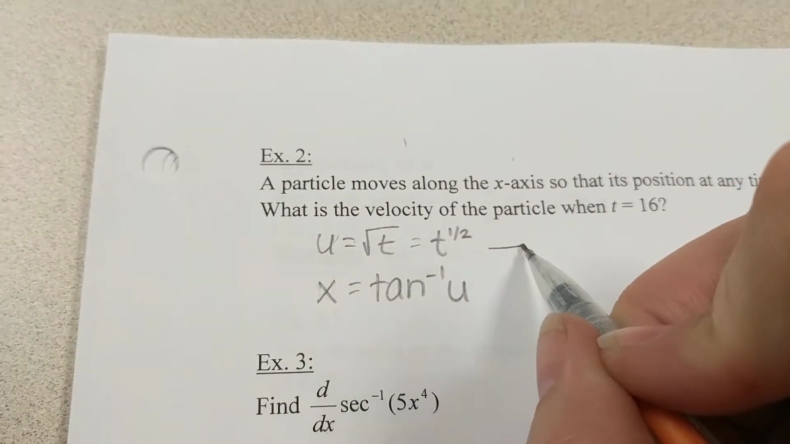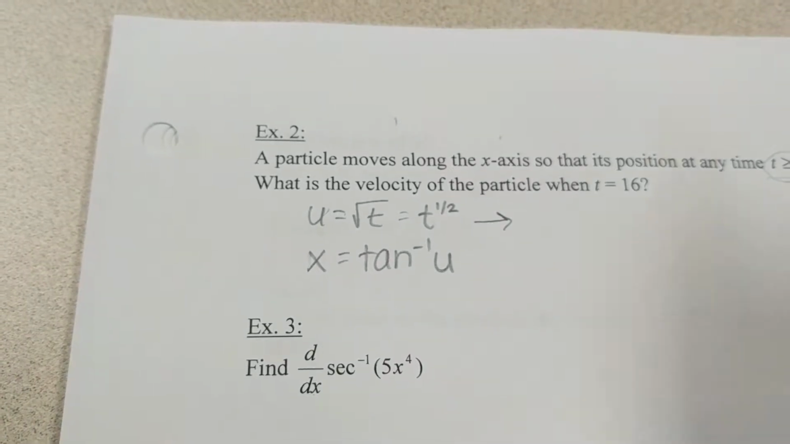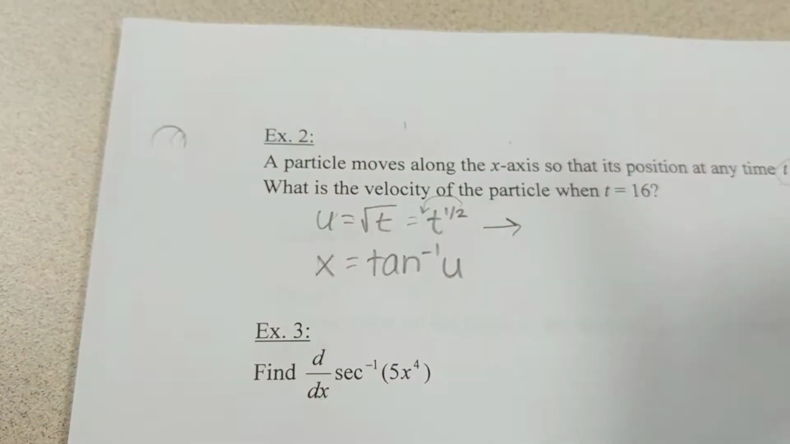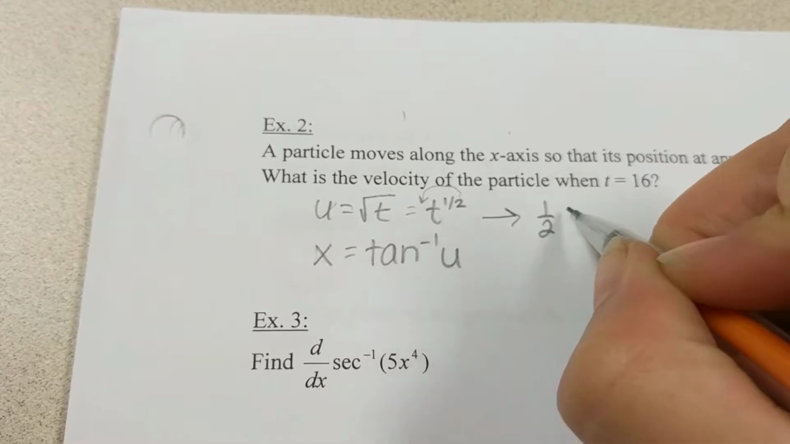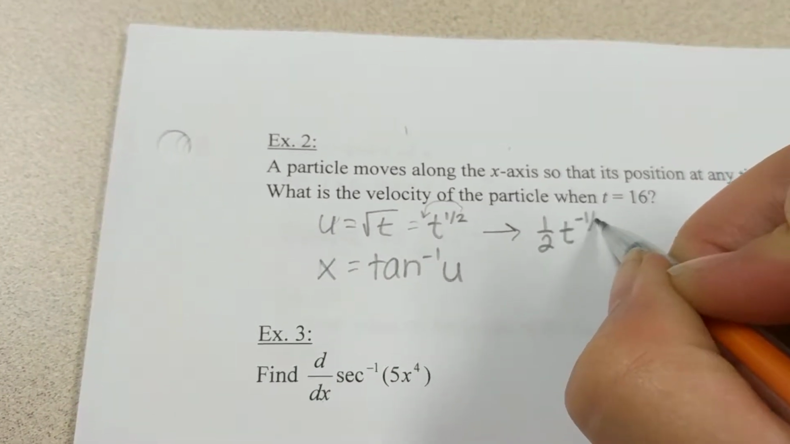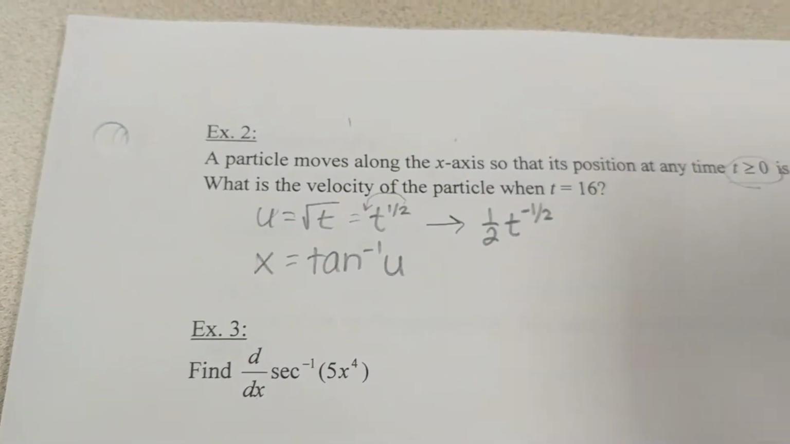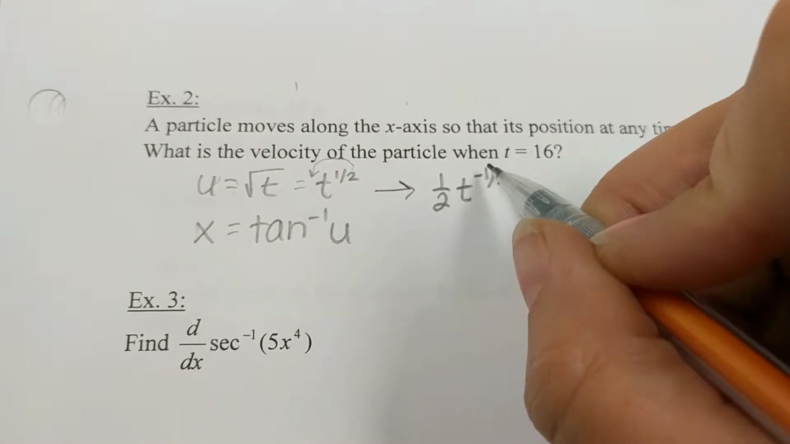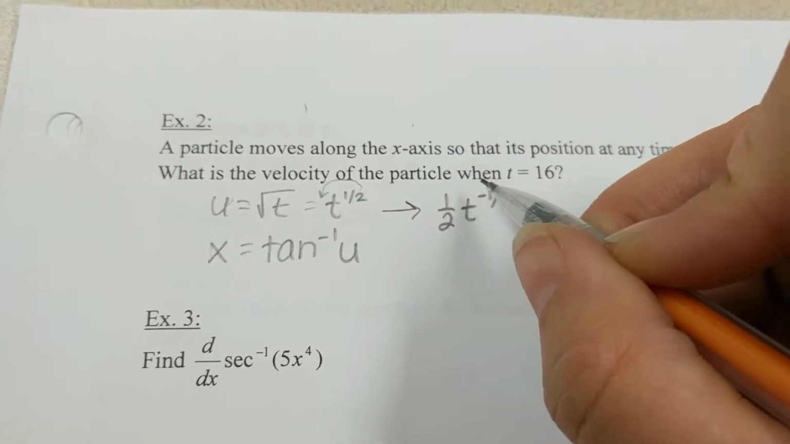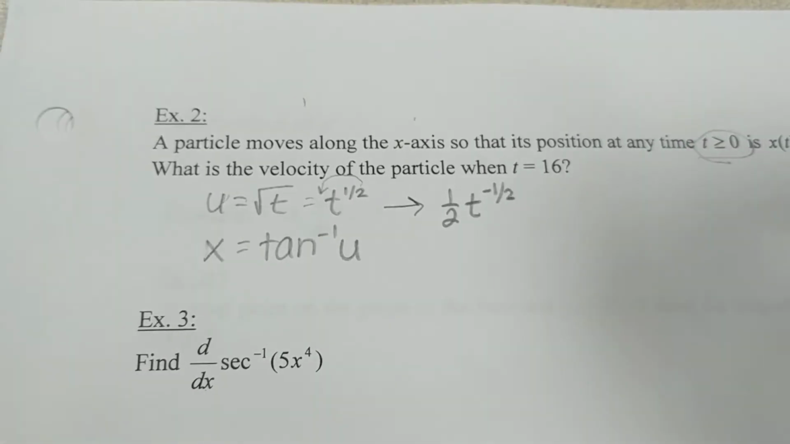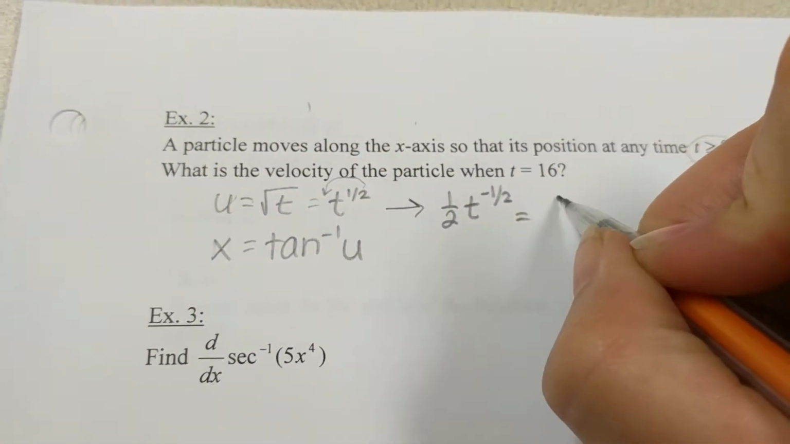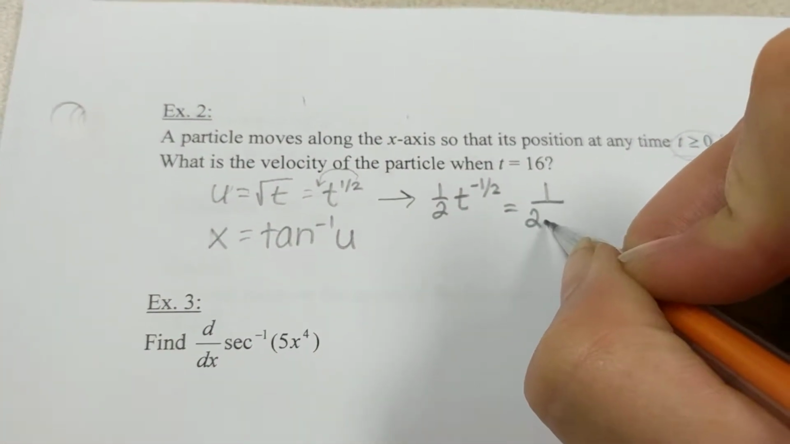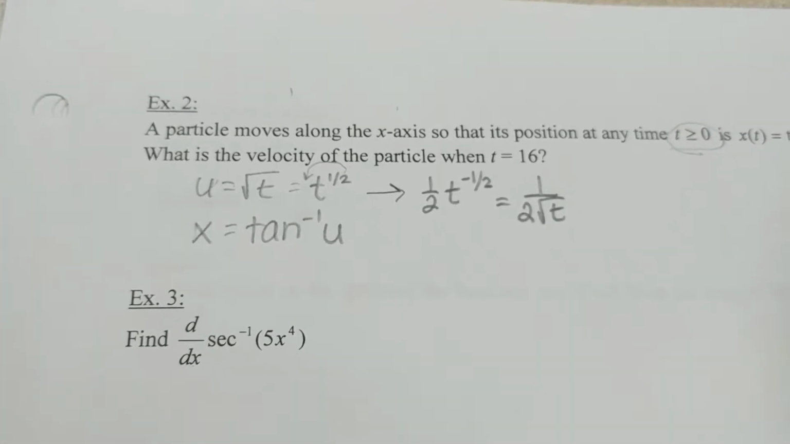So now when I do the derivative of t to the 1/2 power, we bring the 1/2 down and we subtract 1. Now, what does a negative exponent mean? Bring it down to the bottom, and that 1/2 power is a square root. So we end up getting 1 over 2 square root of t.